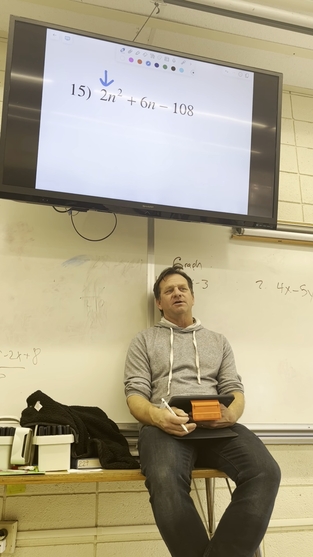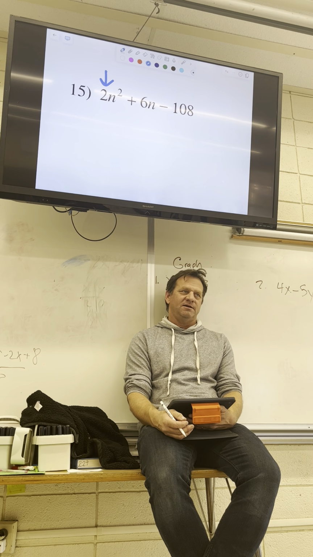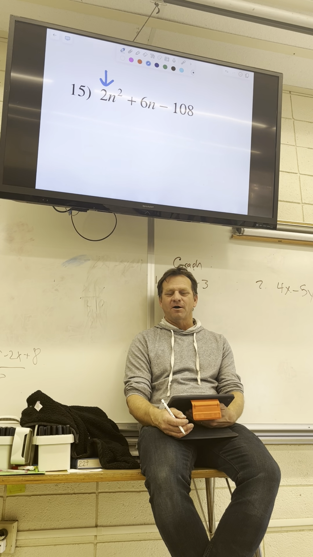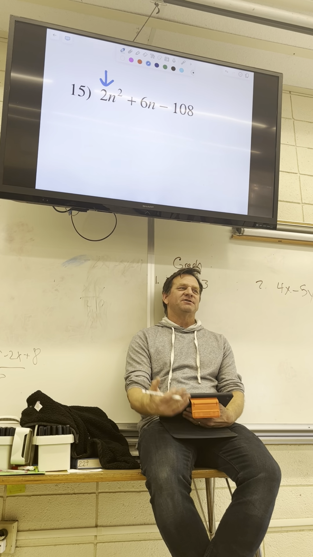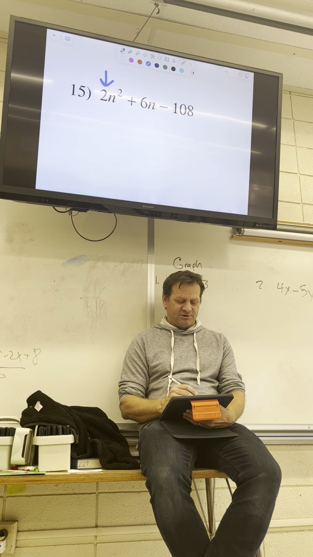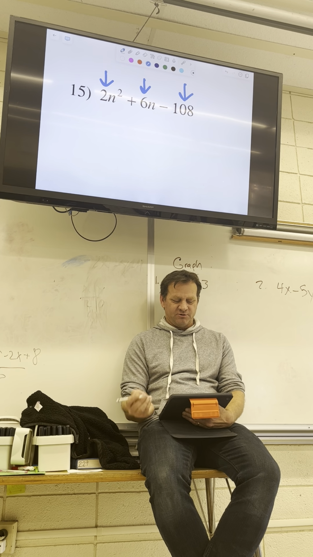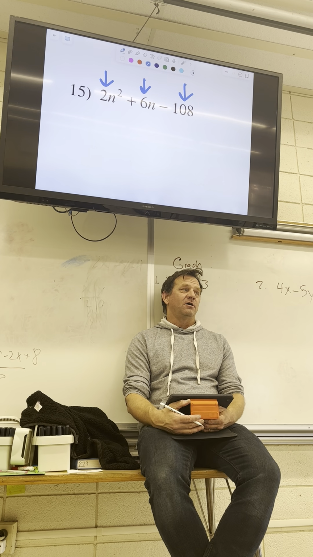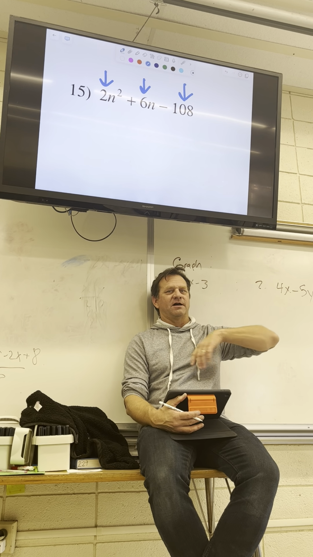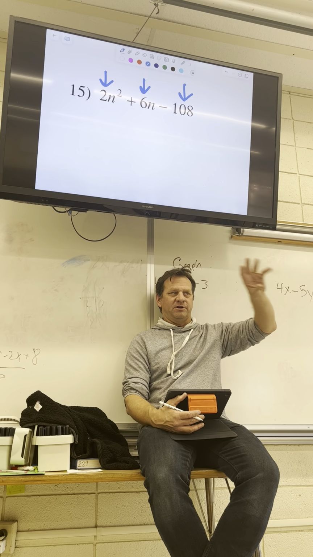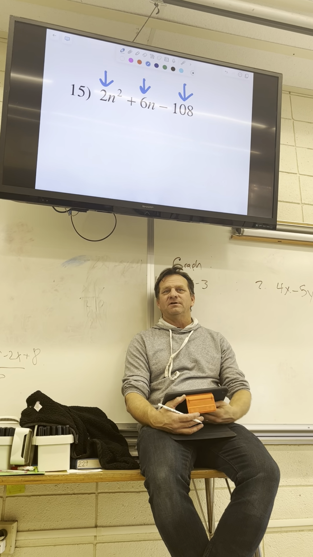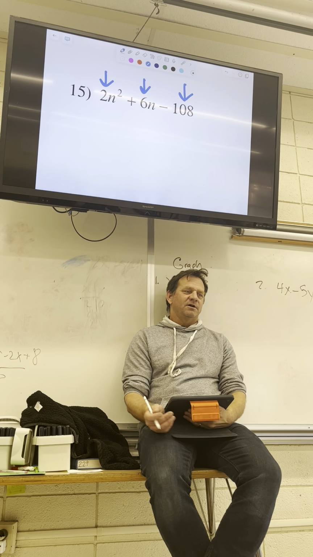Mr. Thompson, I thought you said we were just dealing with A equals 1. Almost. Okay, here's the deal. What do you notice about 2, 6, and 108? What do they all have in common? They're all numbers. They're all divisible by 2. They're all even numbers.